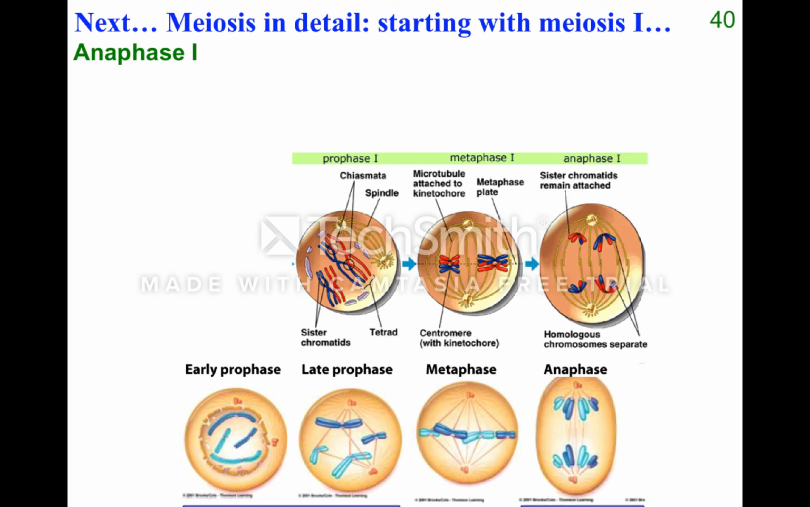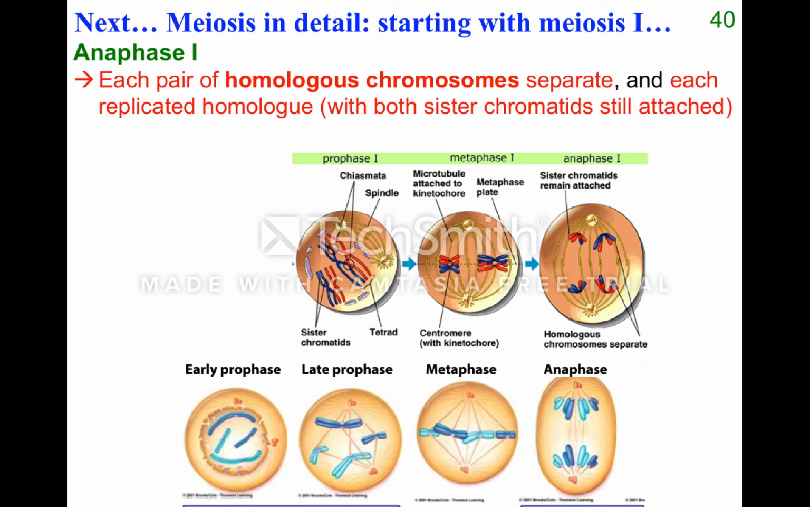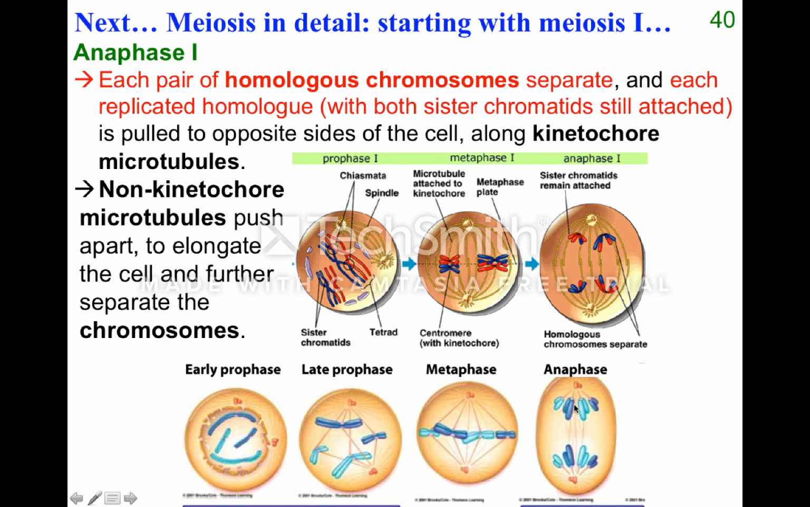In anaphase, you also see the differences quite clearly in that as things separate, we are not separating the sister chromatids yet. We're actually pulling apart the homologous pair, so one whole chromosome up, one whole chromosome down. So each replicated homolog with both sister chromatids still attached, one will go up, one will go down. Once again, notice the difference: one full chromosome going up, whereas in mitosis four new chromosomes are separating. Other parts are still the same. Non-kinetochore microtubules push apart, elongating the cell, which helps with separating the chromosomes and the cell itself later.